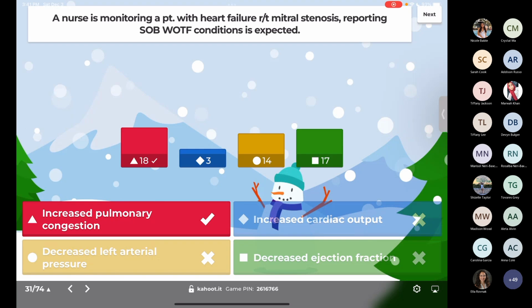Yep, my mitral valve is on the left side of my heart. So that's how we can kind of figure out what type of heart failure the patient is having. If they're having heart failure related to mitral stenosis, there's an issue with the left side of my heart. Where is it going to back up to? It's going to back up into the lungs. That is why my patient is reporting shortness of breath.